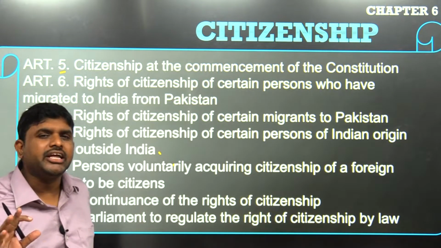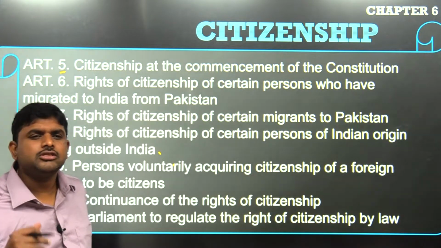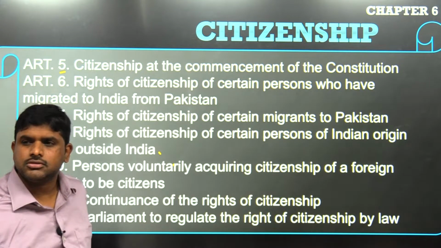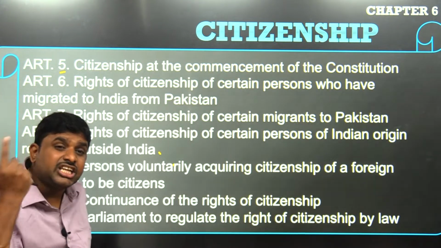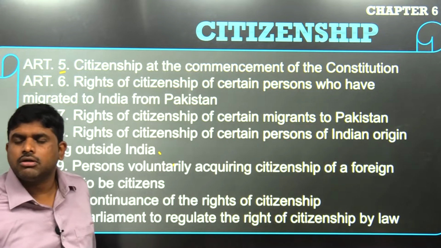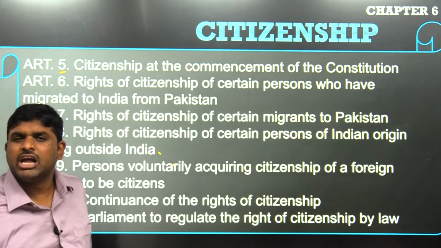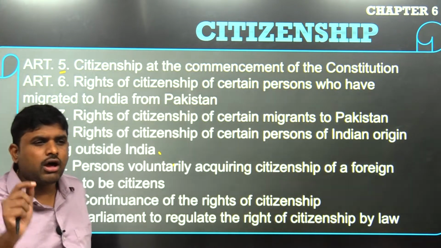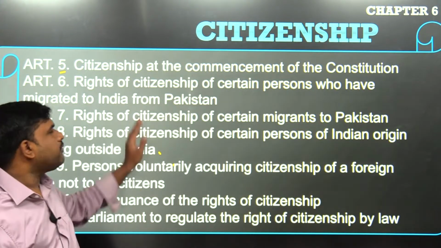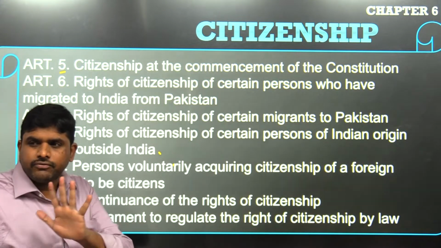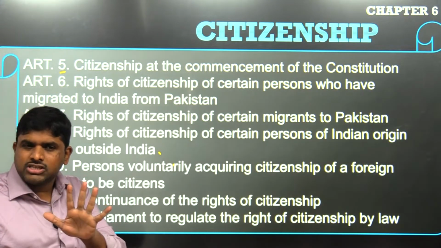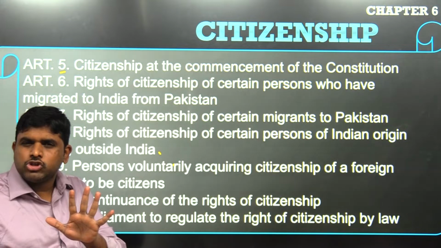How they came is immaterial. Who their parents are is not our business. What is their descent, meaning from which country their ancestor is, we are not bothered. On the day the Constitution came into existence, whoever is present in the country, they are all citizens of the country. Which article mentions this? The 5th article, which talks about citizenship at the time of commencement of the Constitution.